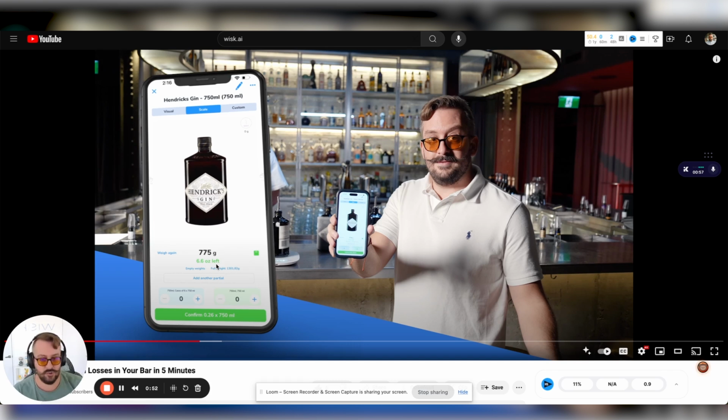Once we counted all the Hendrick's, we left. They opened for business that evening. We came back the next day, counted the Hendrick's again. And because we are integrated with their point of sale, we got a variance report. So by doing one product, one day, we caught 7 ounces of losses, and that was just off one product, one random night. So obviously you can extrapolate that over a week, over a month, over a year.